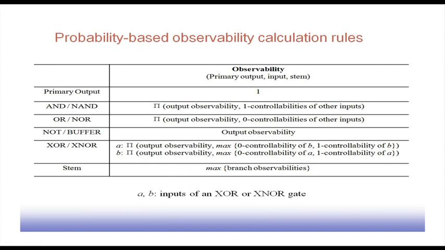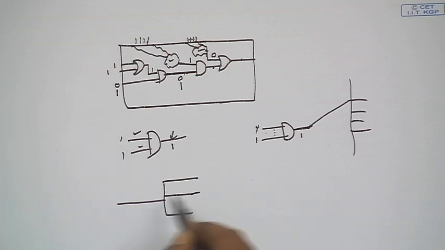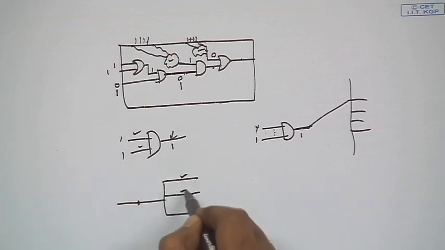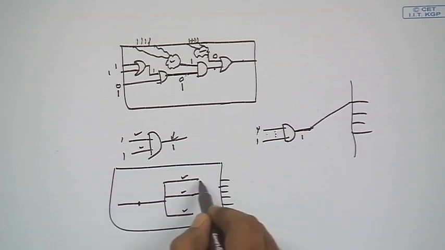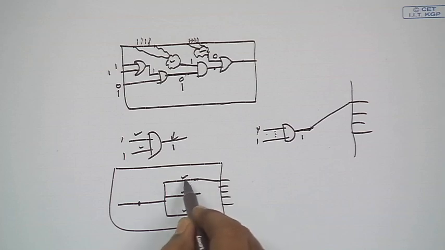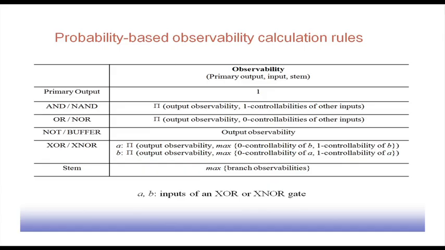And for the stem part, if there is a stem, a fan out like this, and we want to observe this value, we can go by any of these branches. If this is the chip and these are the primary outputs, this stem may go here. The observability value of this stem is the cost of taking this stem to the output. Similarly, this branch may be going to this other output. So, this is the cost of taking this stem output to this primary output. You take the maximum of all these branch observabilities. Whichever branch gives the maximum observability, through that the stem can be easily observed.